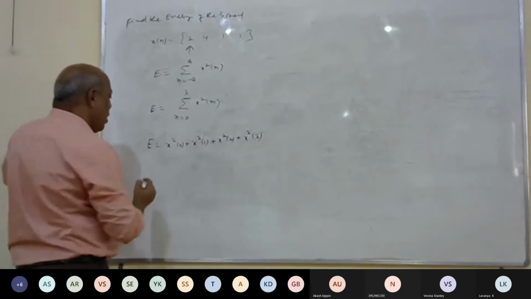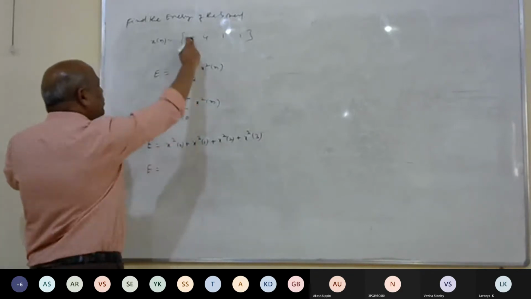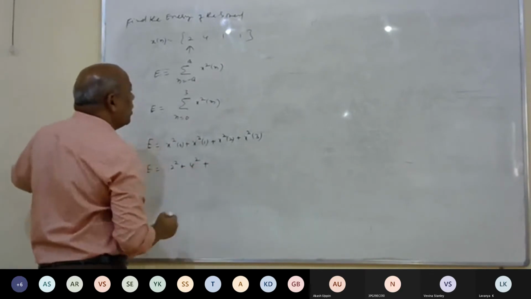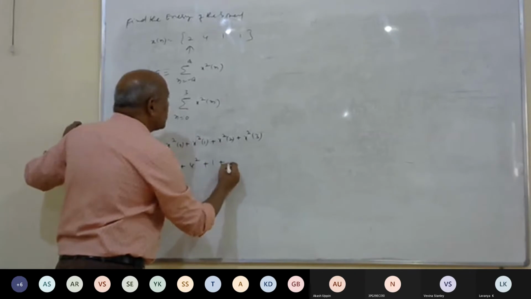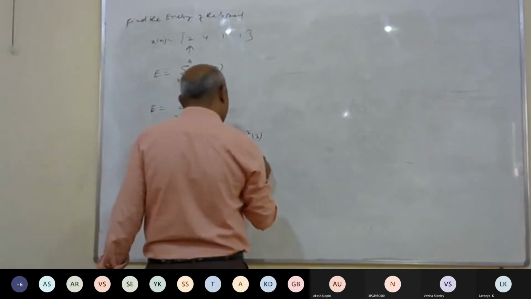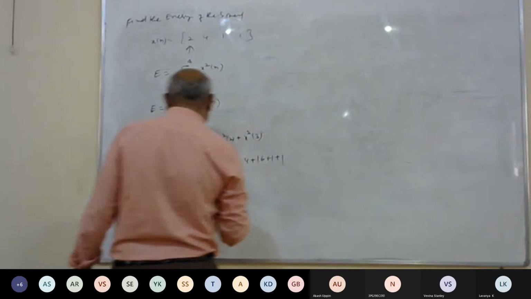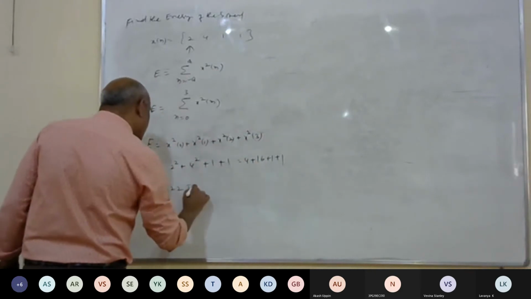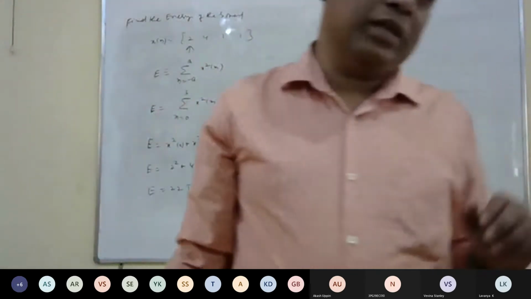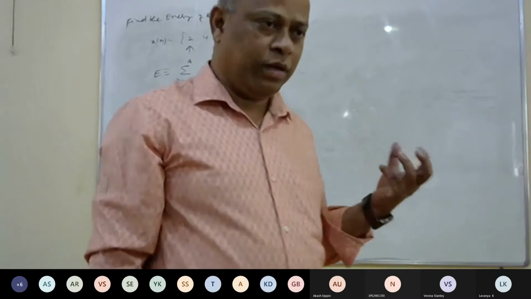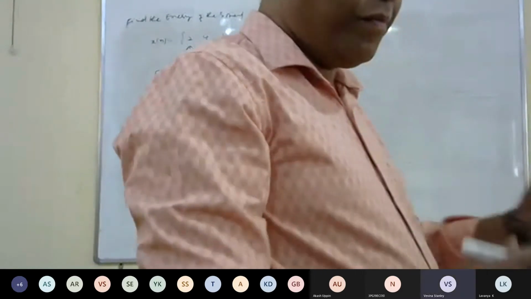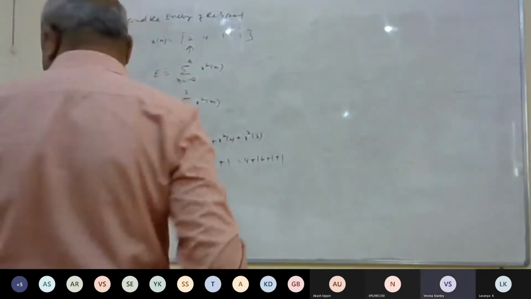n is 3. E is equal to, what is the x of 0 value? X of 0 value is 2, so 2 square. X of 1 value is 4, so 4 square. X of 2 is 1, so 1 square, plus x of 3, that is 1 square, which is 1. Answer is 4 plus 16 plus 1 plus 1. The energy of the signal is 22 joules. This is how we should calculate in case of a discrete time signal. Check. Is it right? Yes, sir. Okay. Next.